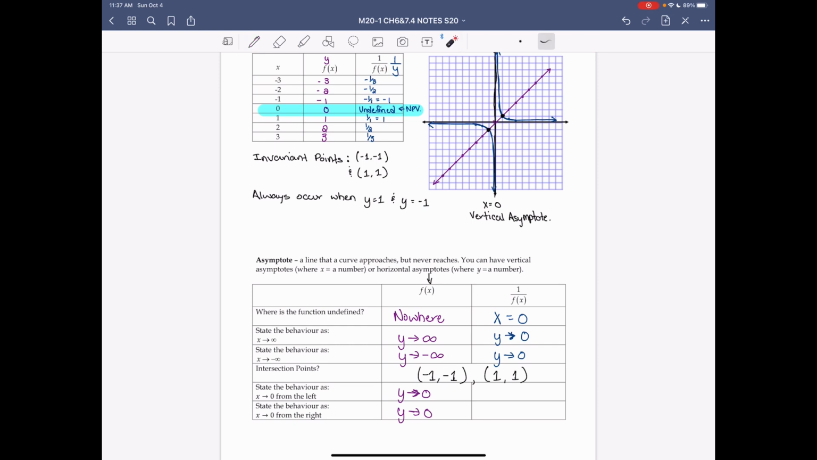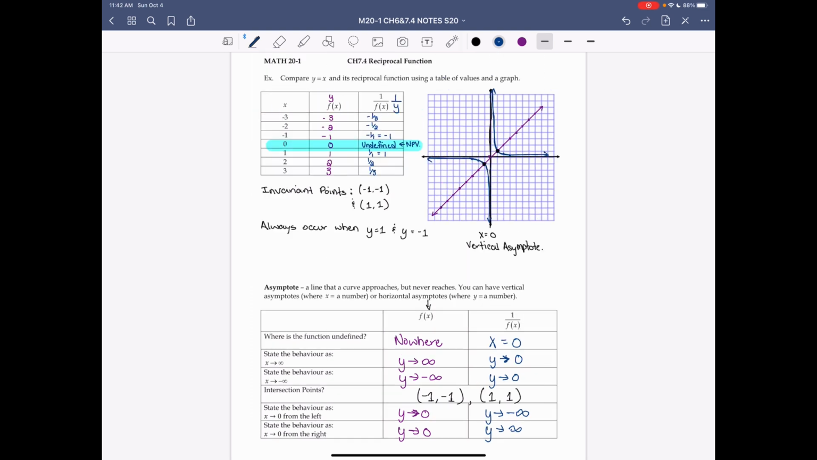Then for the reciprocal function, as x approaches 0 from the left, so we're approaching here, what's our graph doing? Well, it's shooting down, very far down. So as x approaches 0 from the left, y is approaching negative infinity. And then last part, as x approaches 0 from the right, what is our curve doing? It is shooting very far up, so y would be approaching positive infinity.